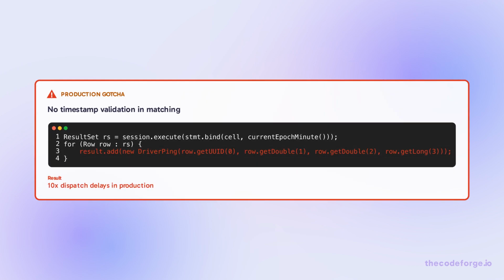This is the exact line that caused the incident. The matching service accepted any location ping without checking its timestamp. During the upgrade, stale tombstones were returned, and the service used them as if they were current.